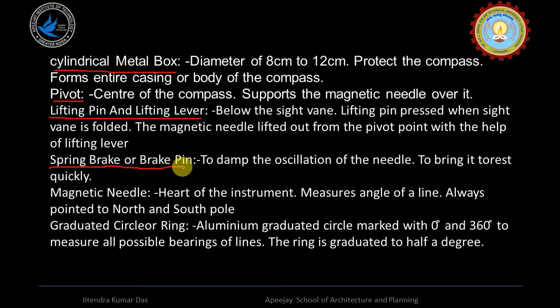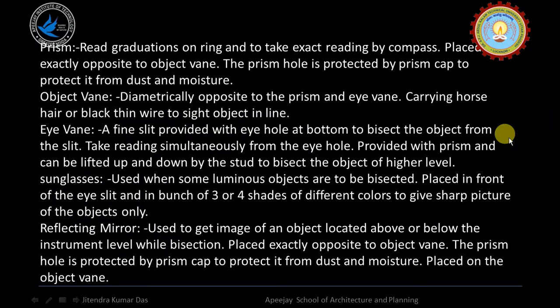Now next is spring brake or brake pin, to damp the oscillation of the needle, to bring it to rest quickly. Magnetic needle: the heart of the instrument, it measures angles of the line, always pointing to the north and south pole. Graduated circle ring: it is an aluminum graduated circle marked with 0 and 360 degrees to measure all possible bearings of lines. The ring is graduated to half a degree.